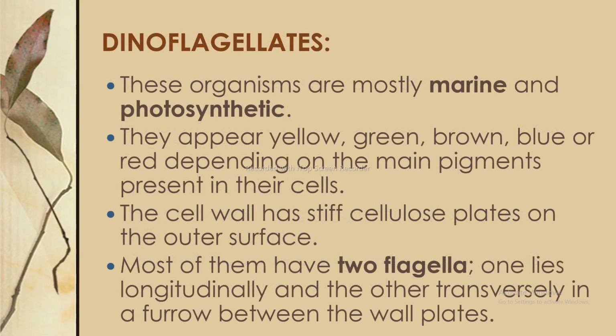So next I am going to discuss the dinoflagellates. These organisms are mostly marine and photosynthetic. They appear yellow, green, brown, blue or red depending on the main pigments present in their cells. The cell wall has stiff cellulose plates on the outer surface. Most of them have two flagella, one lying longitudinally and the other transversely in a furrow between the wall plates.